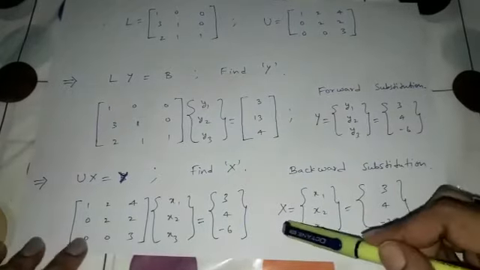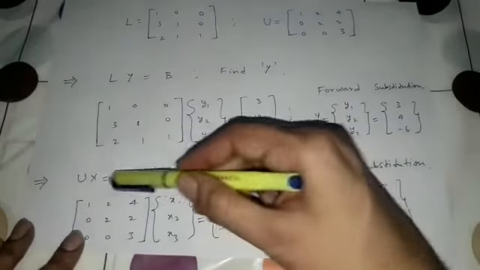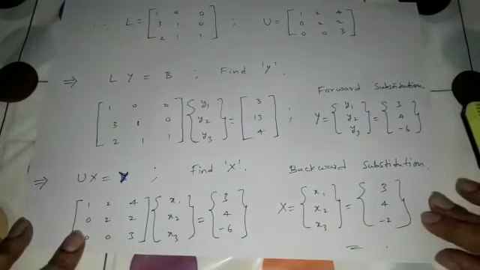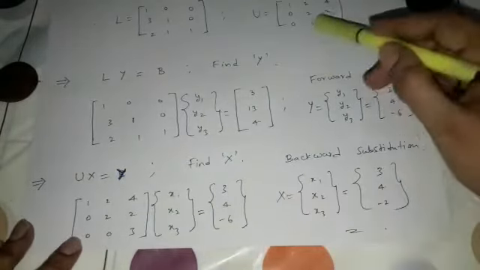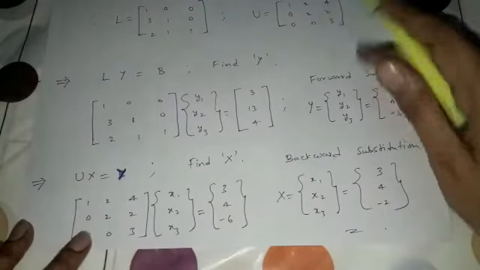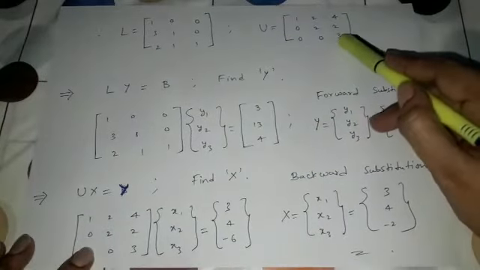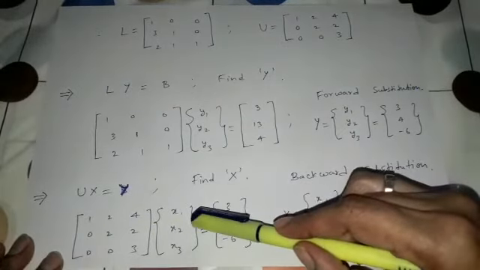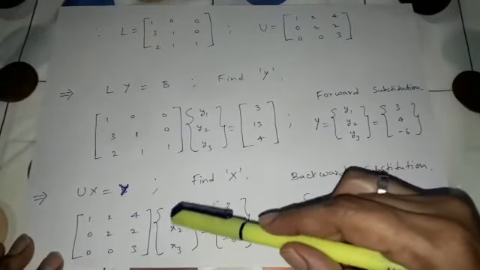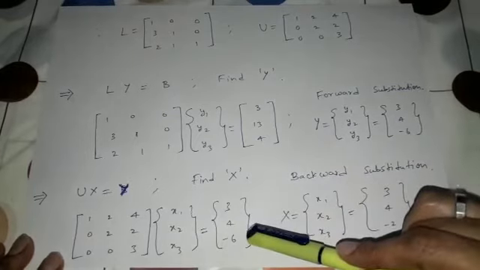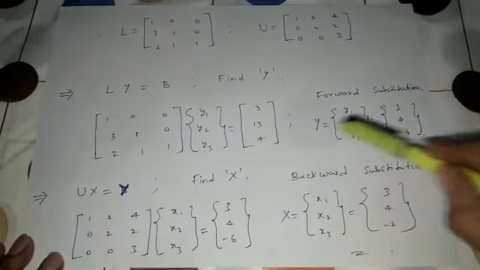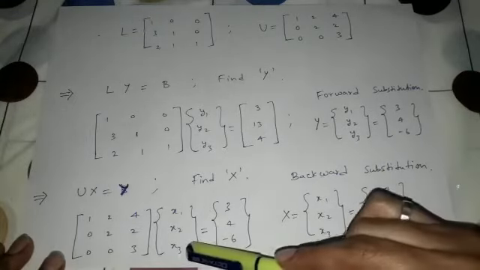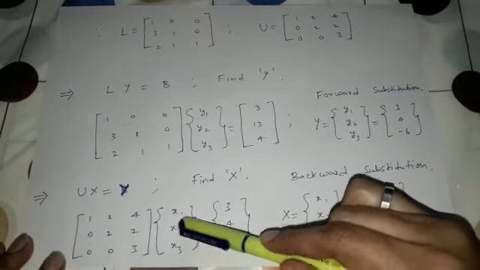Next go to the last step: Ux equals Y, and find X by backward substitution. This is your U matrix, which was already obtained from the first step. This is the solution matrix, where you want to find the values of x1, x2, x3, and this is your Y matrix, which was obtained from the previous step: 3, 4, minus 6. Now do backward substitution, which means find first x3, then x2, then x1.